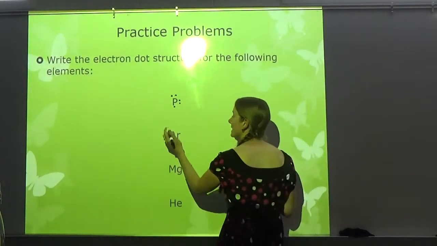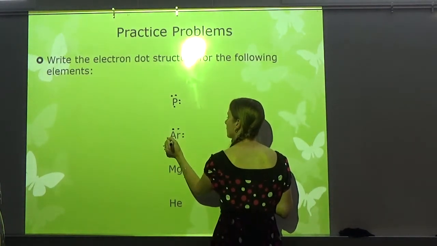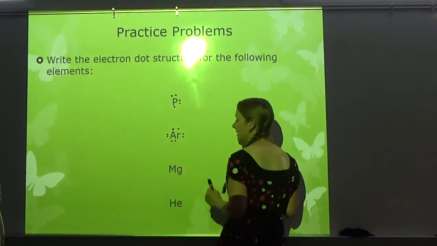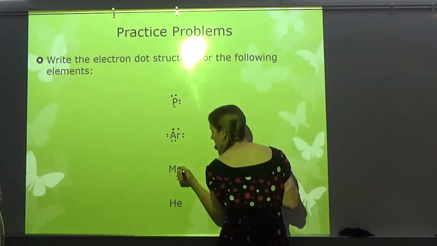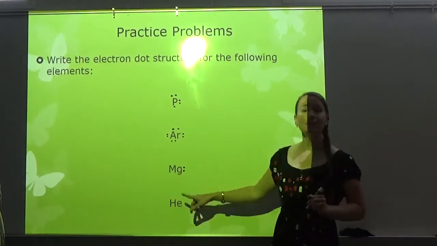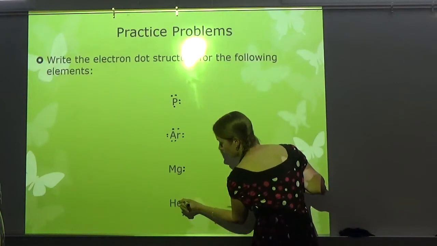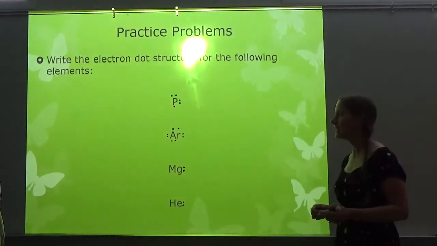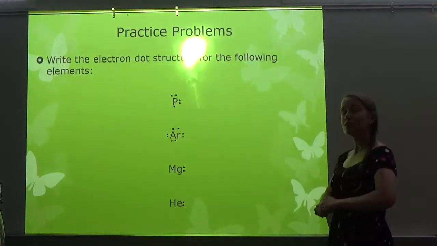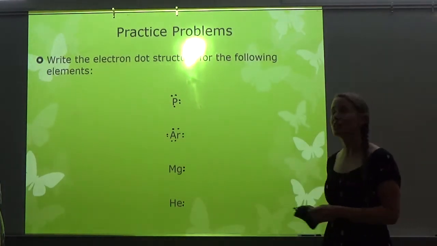Argon is in group 18, so it has 8 valence electrons, so I will just put 8 around it. Magnesium is in group 2, so I will put 2 valence electrons. And then helium is in group 18, but remember it's the exception because the first energy level only holds 2 electrons. It only has 2 valence electrons. All right, so you can just use the periodic table to figure out how many valence electrons each element has.